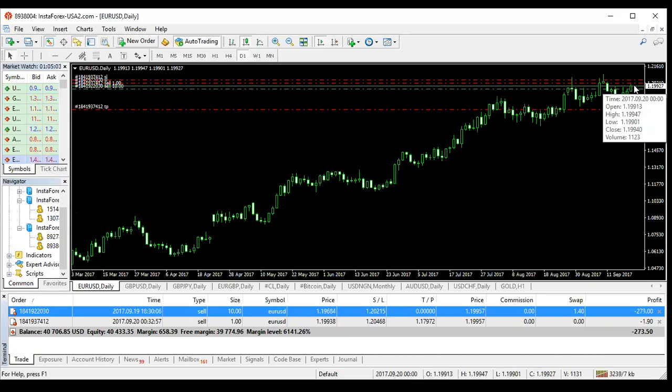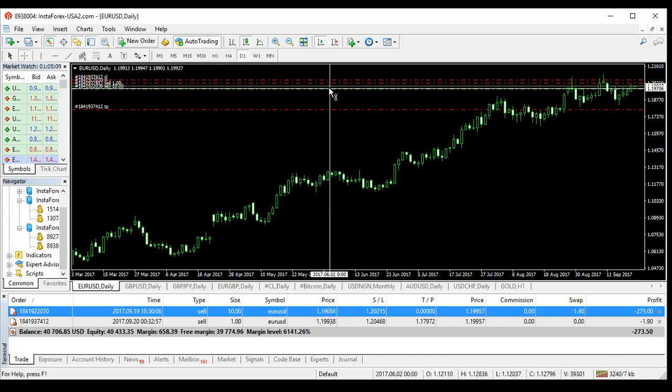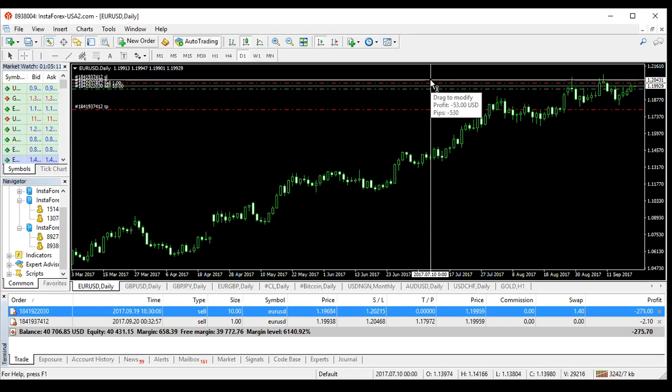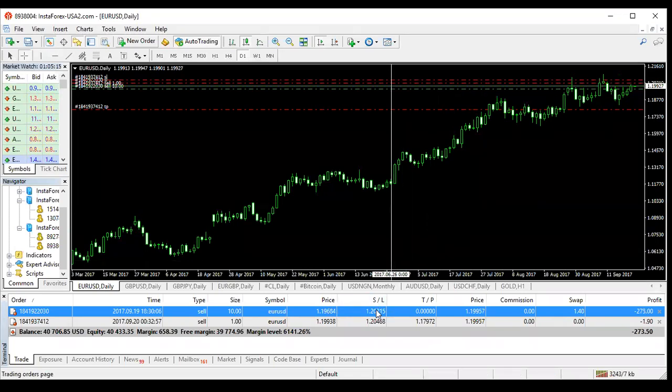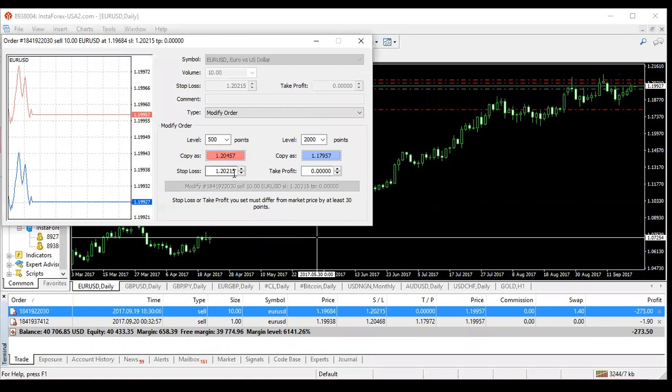Okay. Yes. So now I can modify it, maybe come here, select another price. I modify it at 1.20345. I can come here and modify it since the market has not sold. But I believe that the market will sell maybe tomorrow.